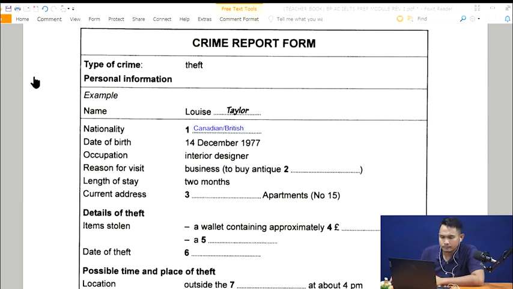Can I start with your name? Louise Taylor. Okay, thank you. And are you resident in the UK? No, I'm actually Canadian, though my mother was British. Okay.